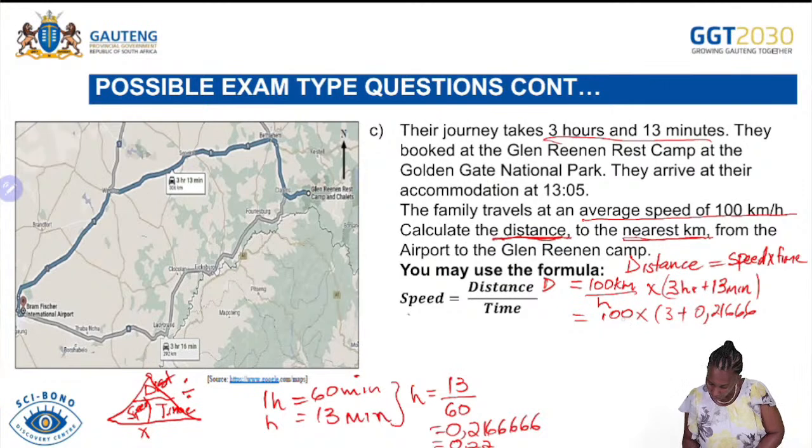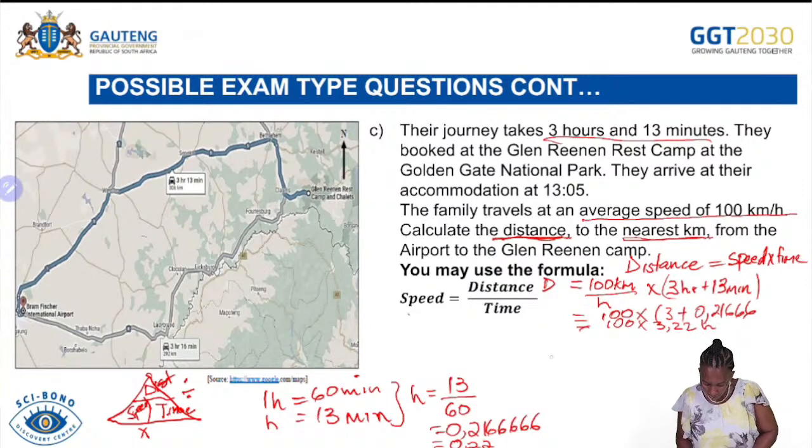100 multiplied by 3.22 hours. If I multiply it, remember now the hours, because here we have 100 kilometers per hour, the hours fall off because we are looking for the speed. The hours will fall off, and then we multiply the time now by 100.